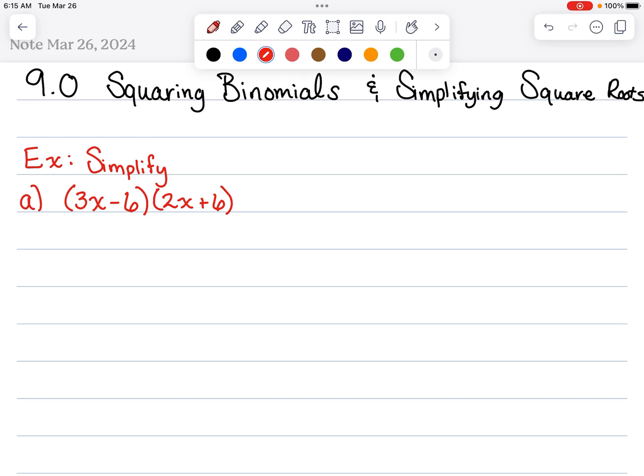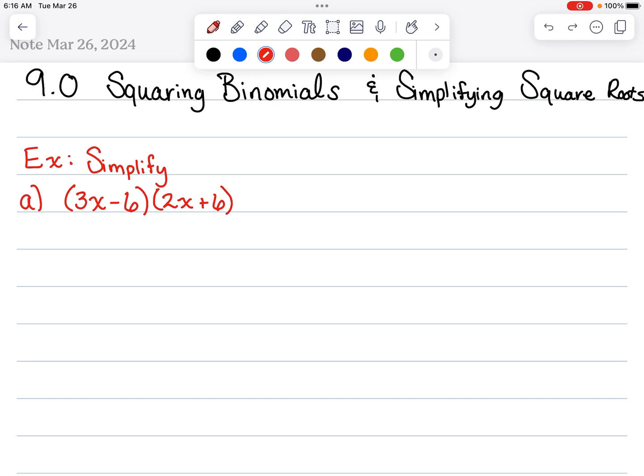We've had some of these binomials getting multiplied together in our proportions. And when we do it, we're just doing large distribution. Everything in the first parenthesis gets multiplied by everything in the second parenthesis. We don't do this if there's some sort of exponent on the parentheses, like an exponent out here. But these don't have that. So this is where FOIL comes into play.